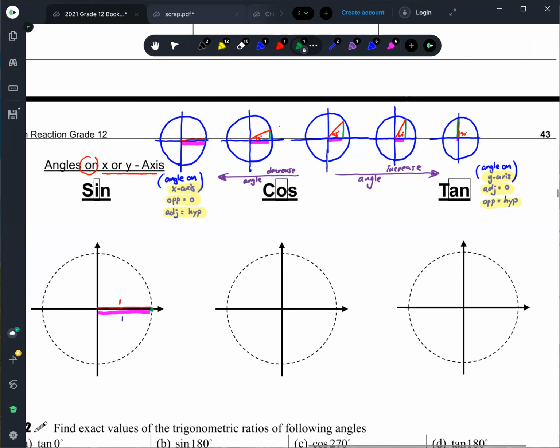Now if I want to find sine, sine is opposite over hypotenuse. Opposite is 0, hypotenuse is 1, so you get 0. That's your answer. Any questions so far?